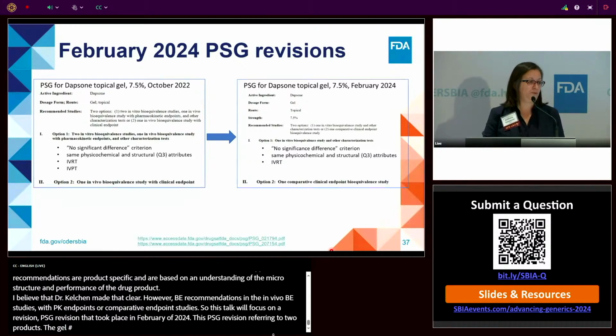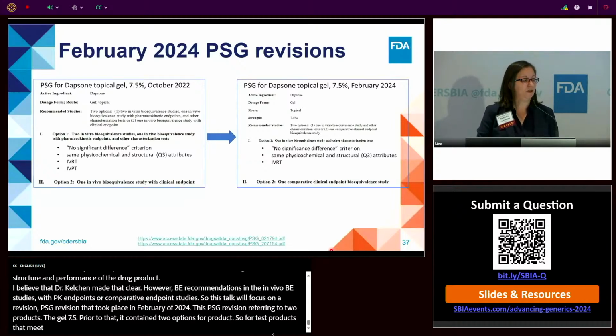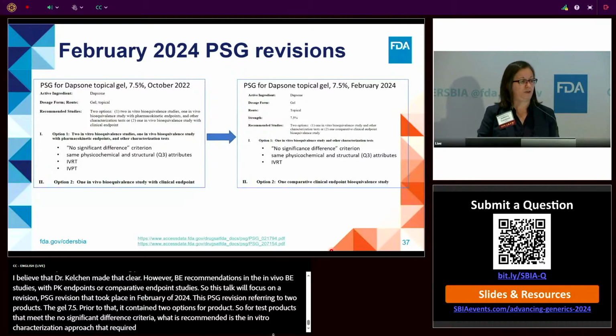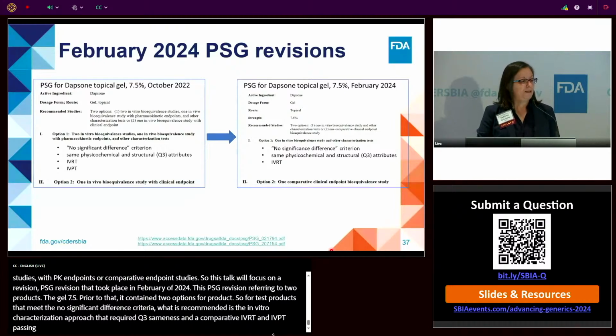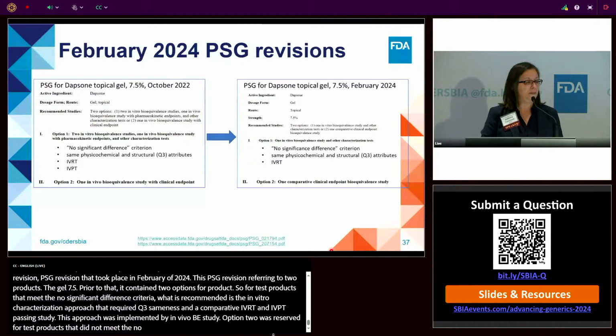Prior to February 2024, the PSG contained two options for this product. For test products that met the no significant difference criterion, what was recommended was an in vitro characterization approach that required Q3 sameness and comparative IVRT and IVPT passing studies. And this approach was supplemented by an in vivo BE study with PK endpoints. Option 2 was reserved for test products that did not meet the no significant difference criterion.